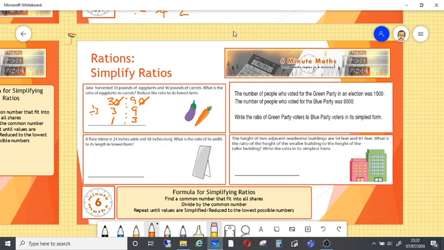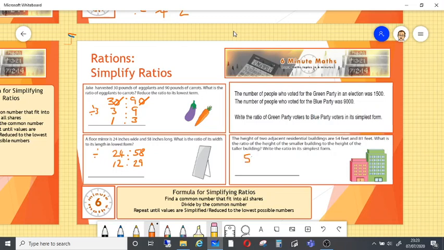Let's look at the next question. A floor mirror is 24 inches and 58 inches long. What's the ratio of the length in its lowest form? So let's divide those by 2. Try 2, which would be 12. And half of 58 is 29. That can't go any lower. That's the lowest ratio it will be. So the answer is 12 to 29.